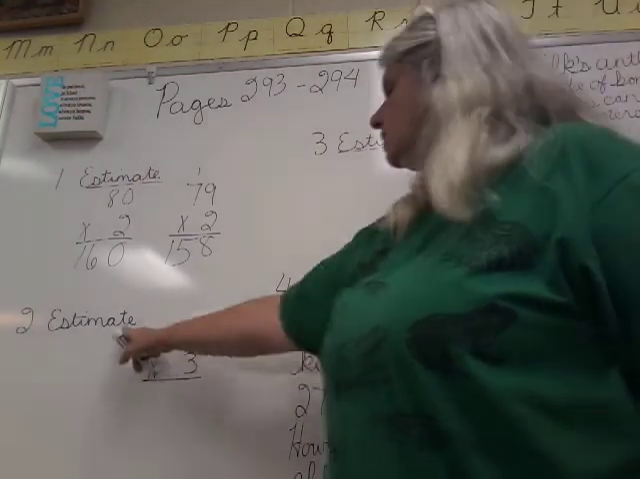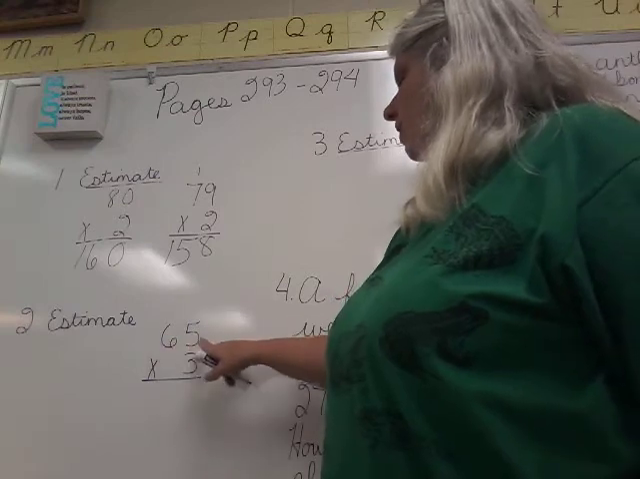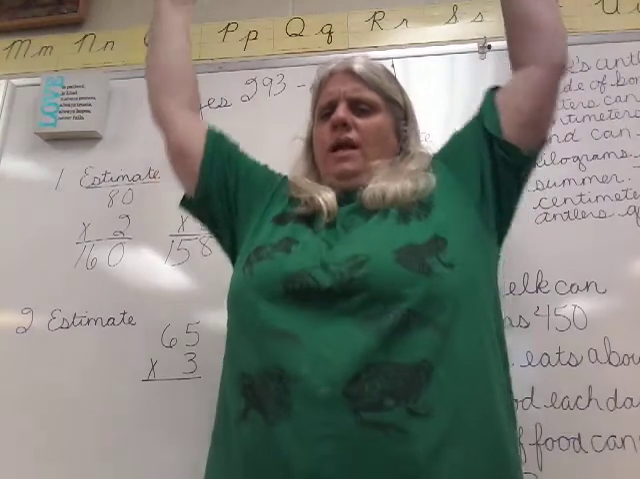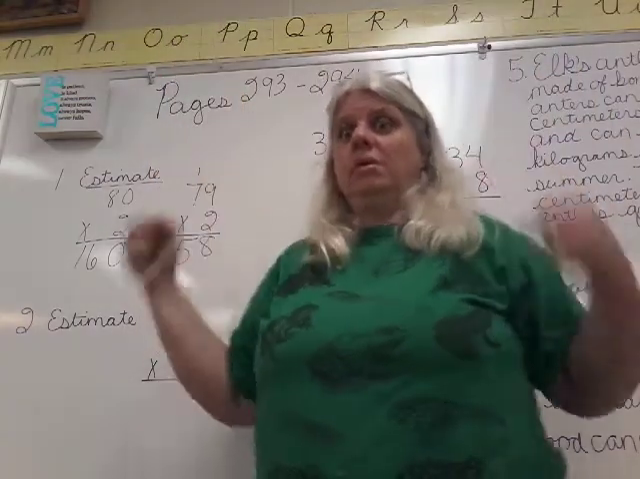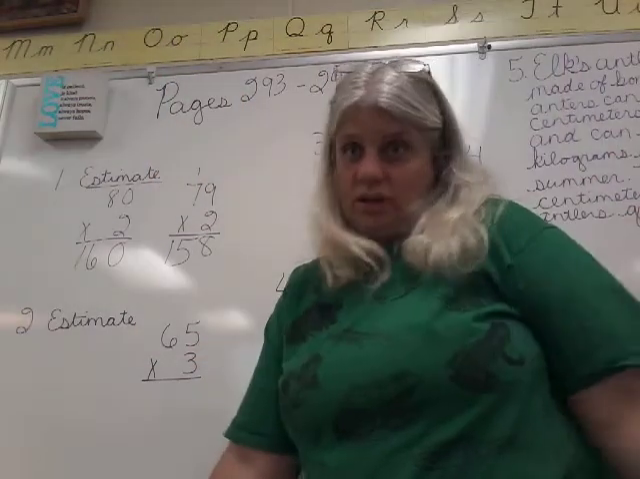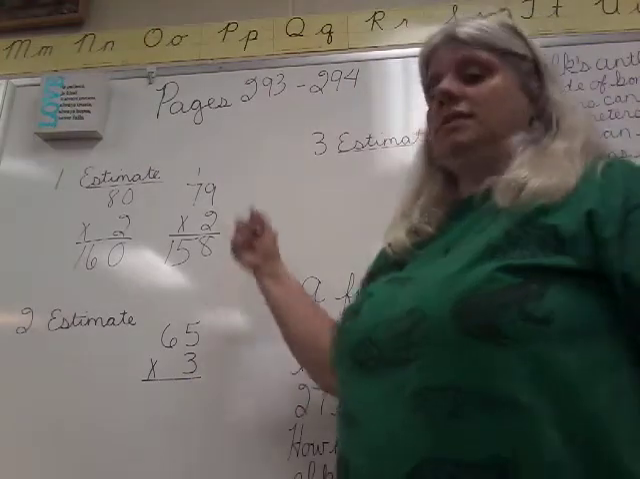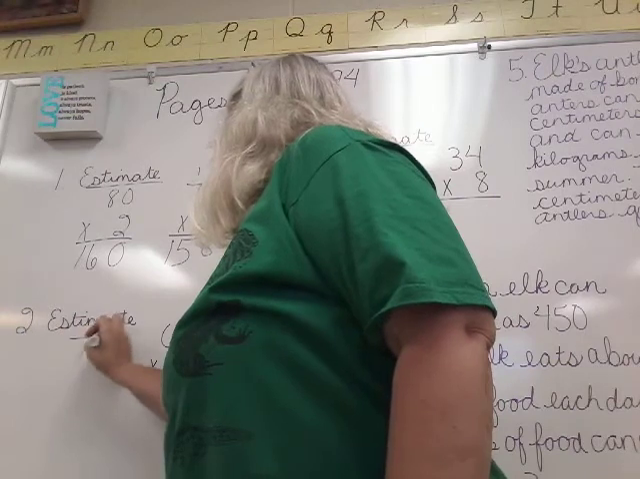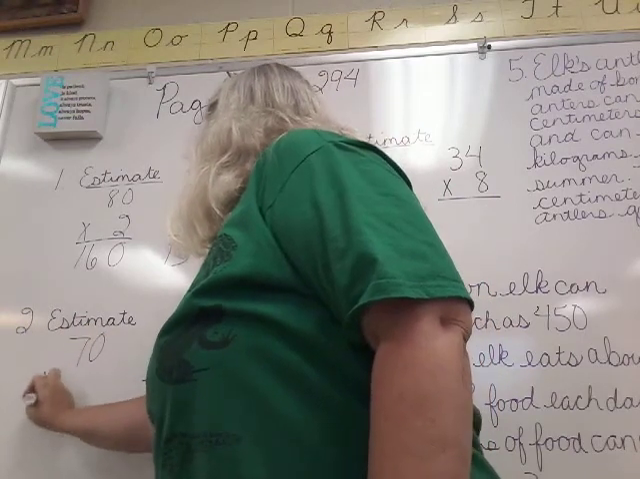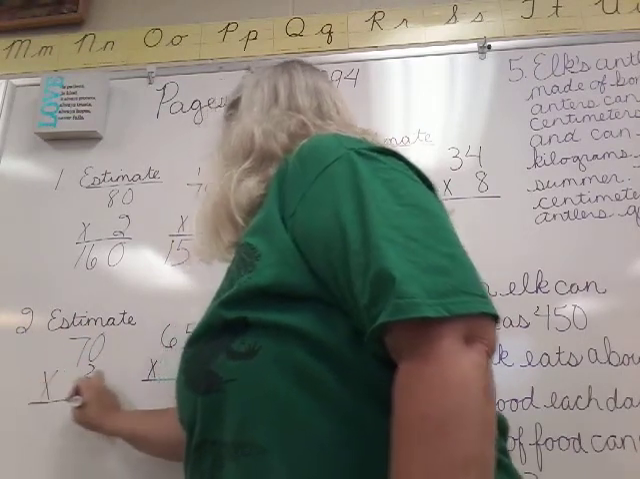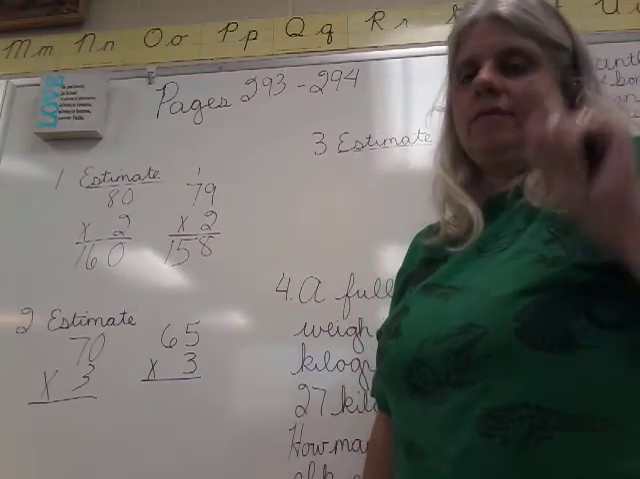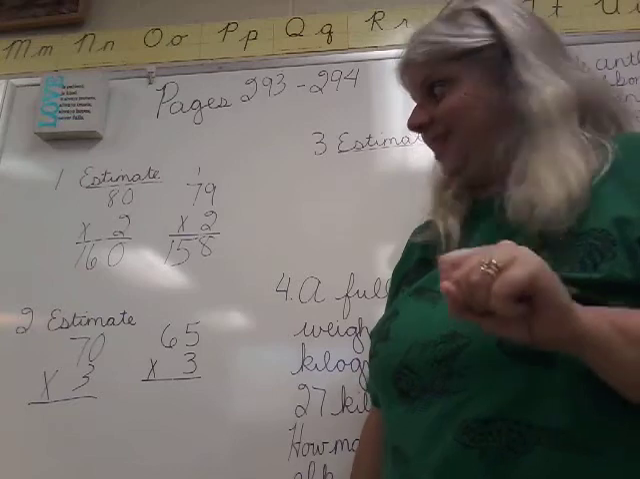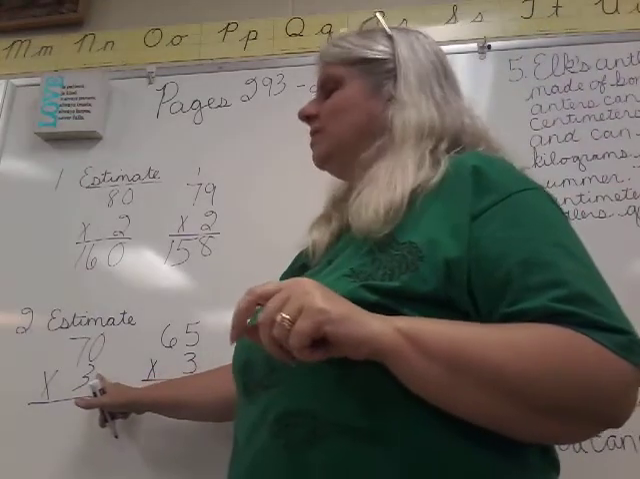All right, let's look at our next one. Estimating 65. Oh, look at that. 5 has the power to raise the number. Remember, if it's under 5, it's too weak. Can't raise the number. So 5 has the power, so we're going up to 70. Then we bring over our other factor because remember, we only estimate one factor. Don't do both of them, okay?